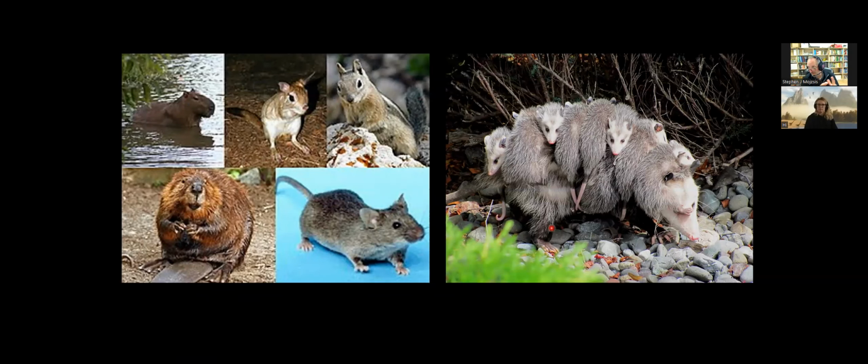Here are some rodents on the left, like a beaver or a capybara or a squirrel or a mouse, and possums on the right. These organisms use their hair not just for insulation, but for finding their way around, for instance, in the dark.